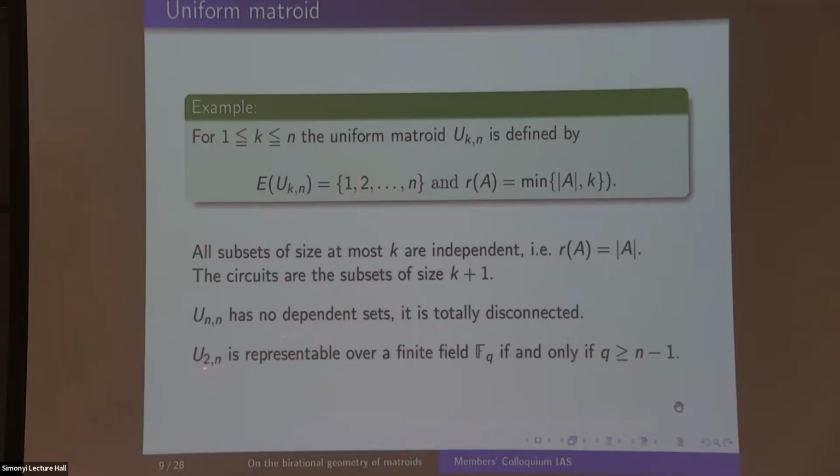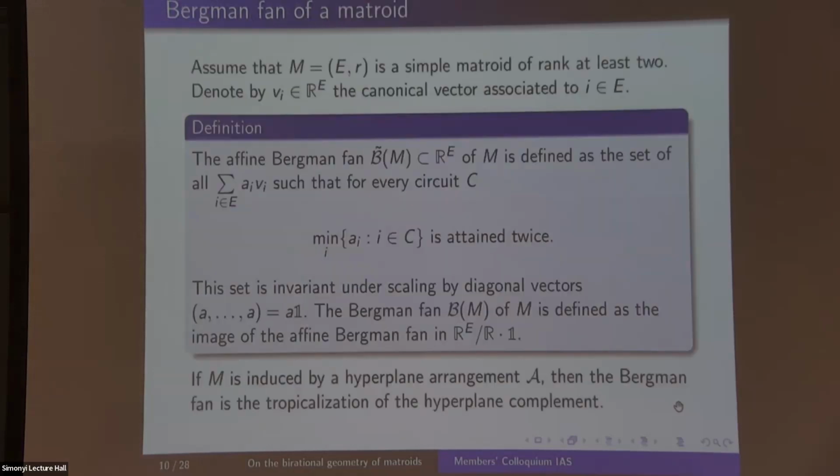If you take k equal to 2, it is representable over a finite field if and only if the finite field is big enough, for example. Representable over a finite field means there is a vector space over this finite field, and there are finitely many vectors in the vector space such that the associated matroid is isomorphic to U to n. Okay, that's another example. And now we've seen enough of matroids.